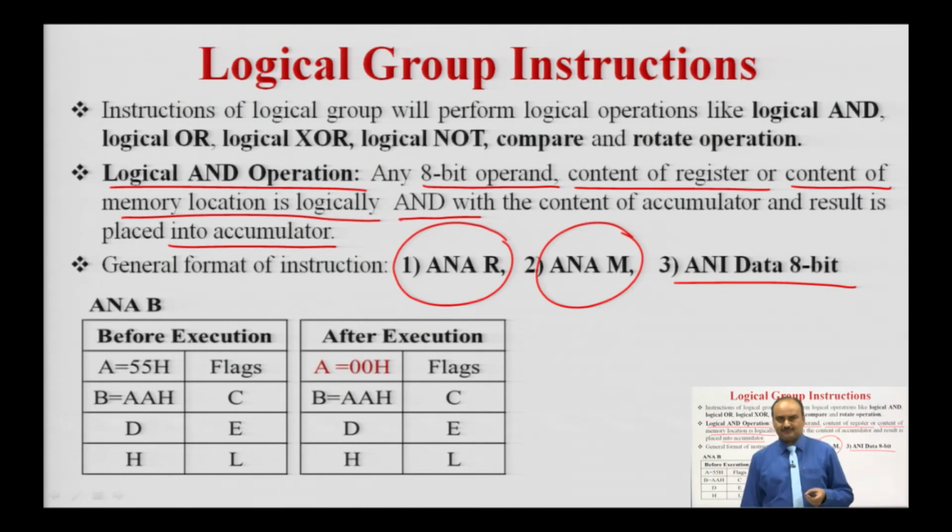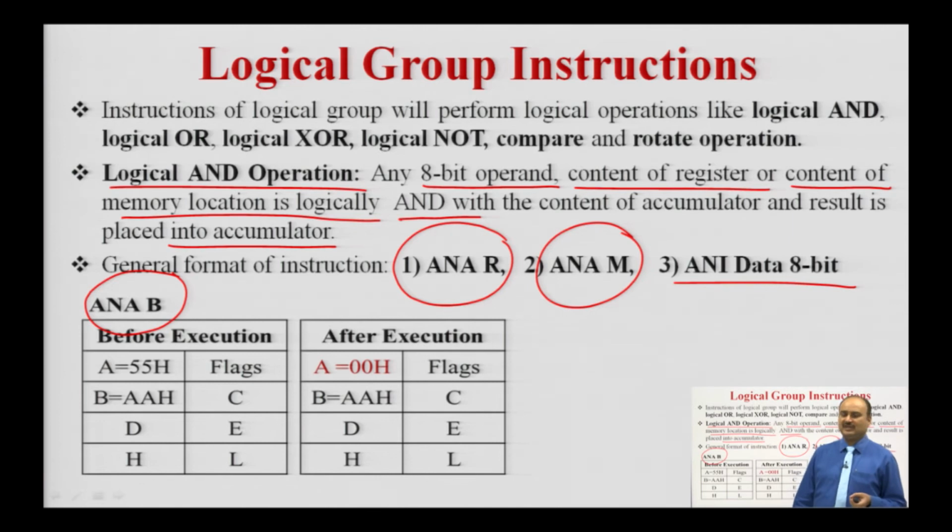Here with this instruction, the specified 8-bit data is logically ANDed immediately with the content of the accumulator, and the result of operation is stored back into the accumulator. Here I am taking the example of ANA B instruction. In place of register R, we can use the B register. This instruction will logically AND the content of the accumulator, which is 55H, and the B register, which has the value AAH. After the execution, the result will be stored back into the accumulator.